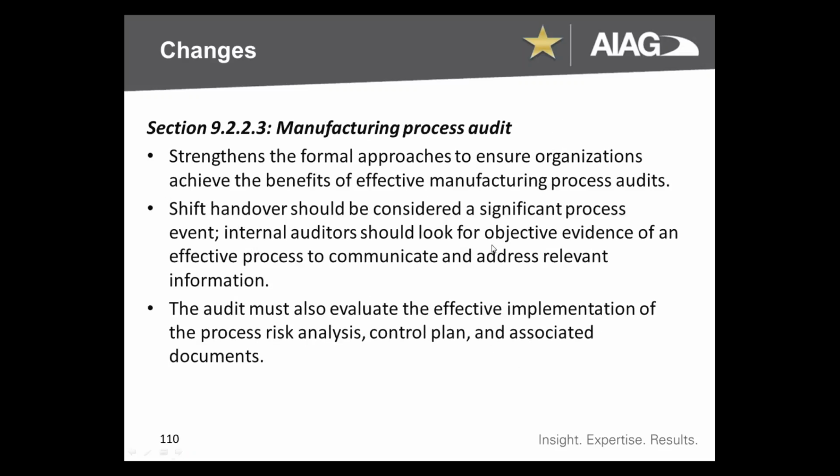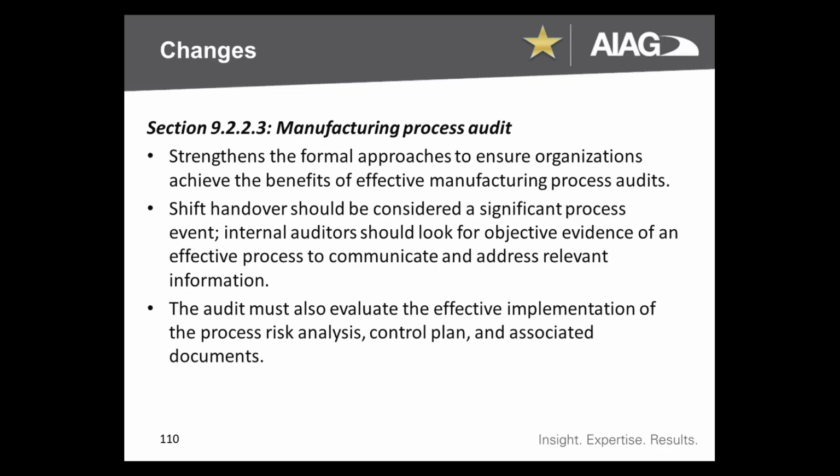9223 talks about manufacturing process audits. Each manufacturing process has to be audited over a three-year calendar period to determine effectiveness and efficiency. When you're auditing a particular process, you need to look at it on all shifts. And you also need to be looking at shift handover or crossover, whatever it is that you're calling that. The audit needs to include an audit of the effective implementation of the risk analysis, control plan, and associated documents.